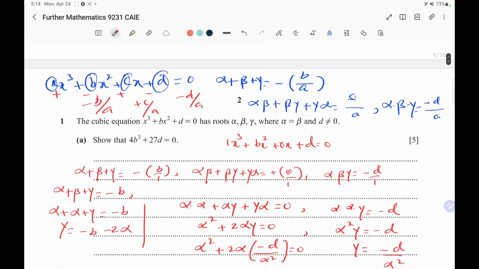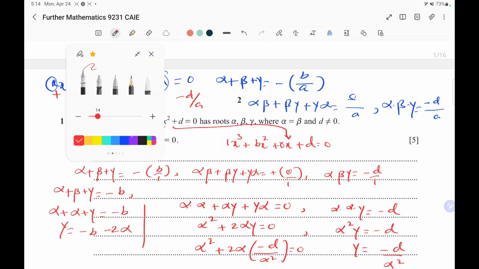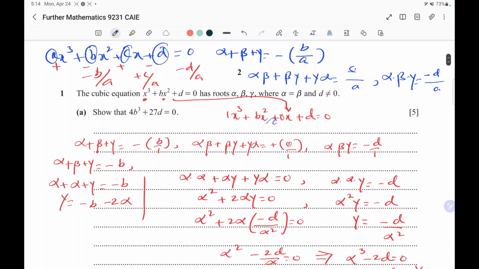Now here we need x cubed, x squared, x and constant. Here x cubed is available, x squared is available, but x is not available, so I have written 0x, and the constant part d is available. Now here we have 1x cubed, bx squared, 0x plus d. Then the sum of roots is minus b over 1, the sum of product of roots taking 2 at a time, alpha beta, beta gamma, gamma alpha, is 0 over 1, and the product of roots alpha, beta and gamma is minus d over 1. So alpha plus beta plus gamma equals minus b.